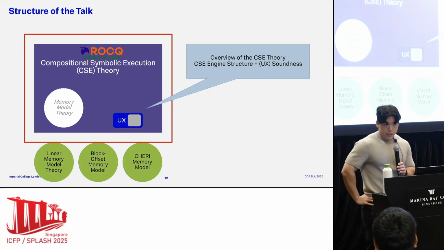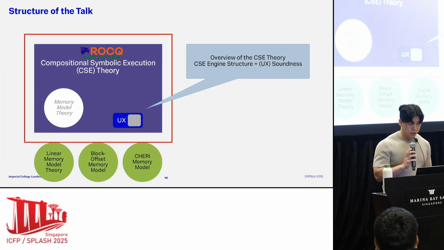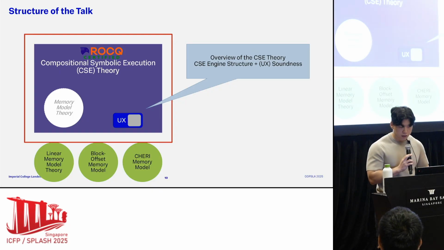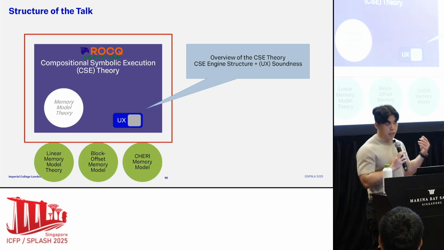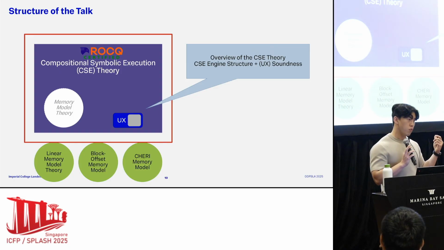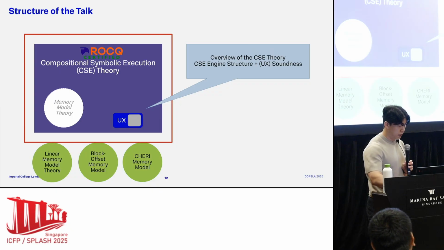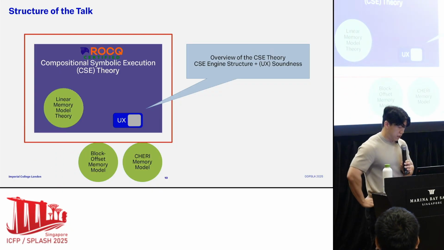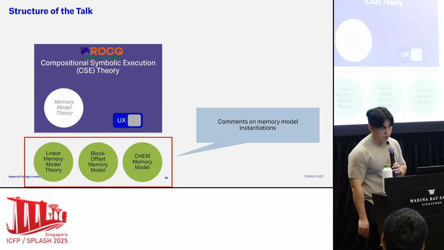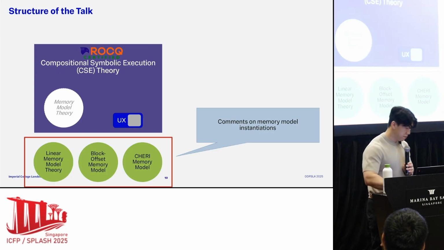So for today's talk, I'm just going to briefly touch on some key aspects of our CSE theory. In particular, I'm going to introduce the engine and introduce how we would formulate and attempt to prove the soundness property. I'll also show how we would instantiate a linear memory model during this process. And if we have the time, I'll briefly talk about some of the other instantiations.